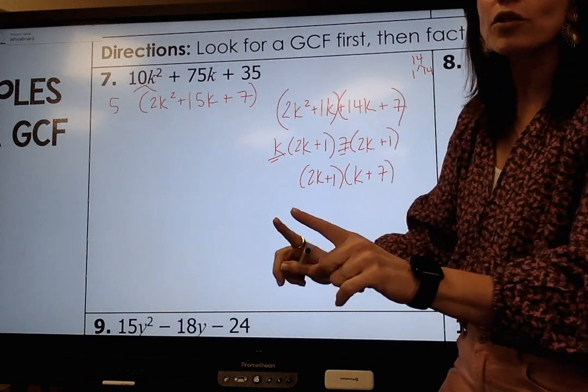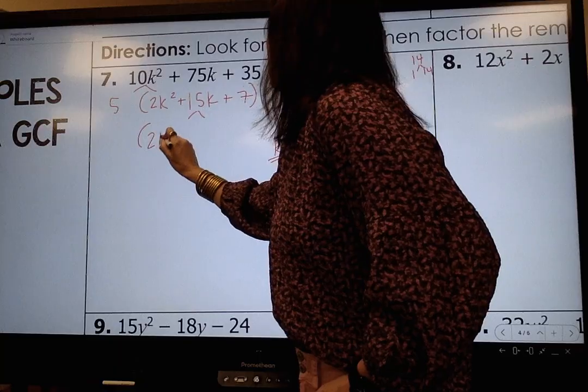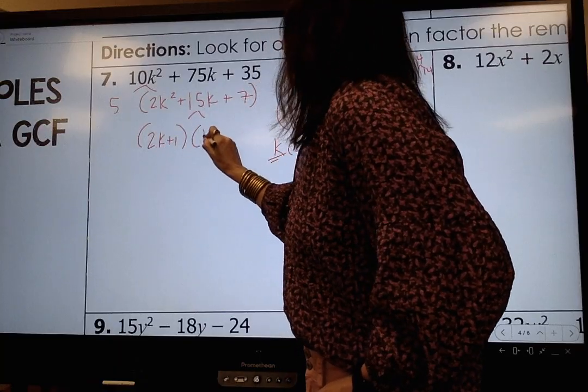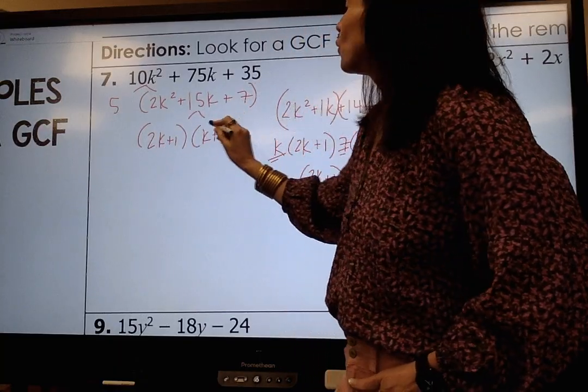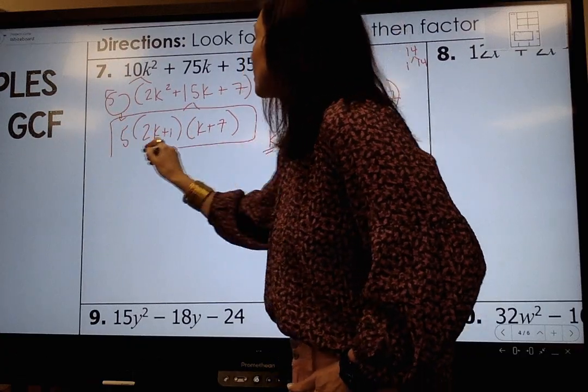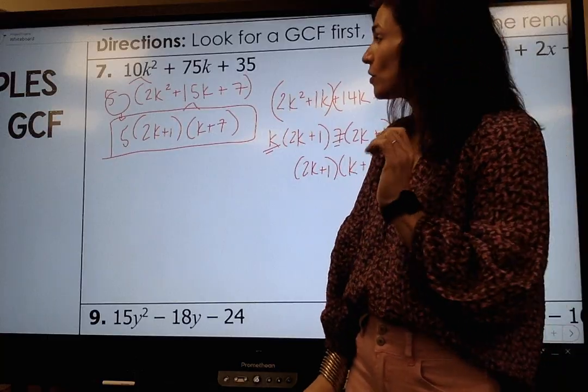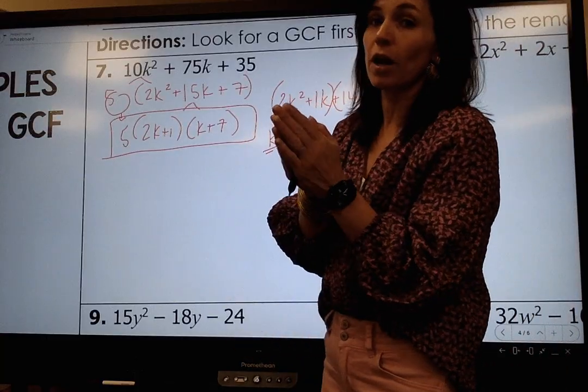So now watch what I'm going to do. I factored this trinomial into 2k plus 1 and k plus 7, but do not forget to bring down that GCF because it is all of that that makes up that trinomial. Okay? So we'll practice that in class, but if you're lost, come and see me.